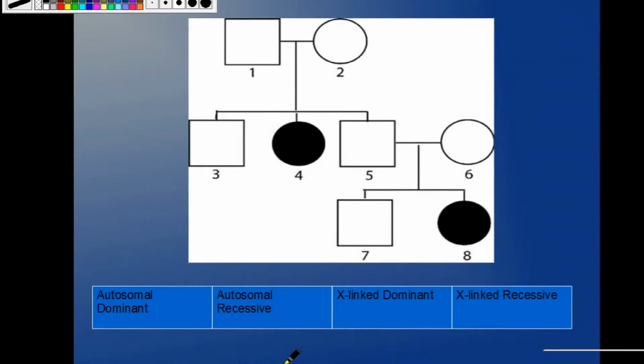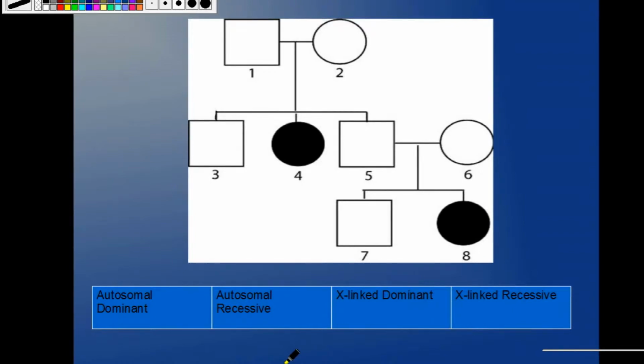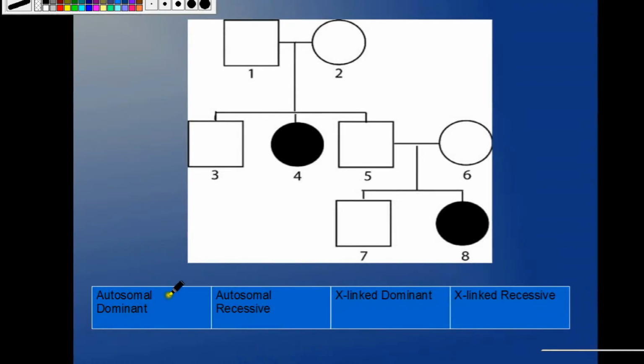Okay, so I'm going to go through a practice problem with you guys. Pretty much what I'm going to use is a guess and check method. I'm going to go through autosomal dominant, autosomal recessive, X-linked dominant, and X-linked recessive, and I'm going to assume that the disease is a certain type, and then either I'm going to prove it wrong or I'm going to tell you guys that the answer is right. So let's start with autosomal dominant.